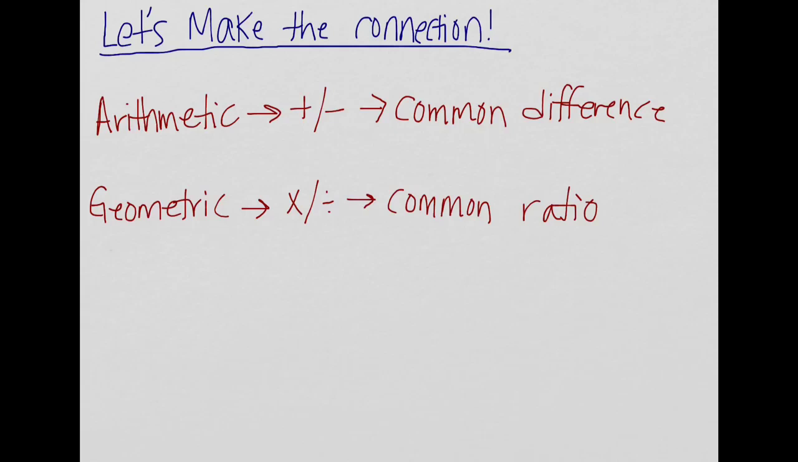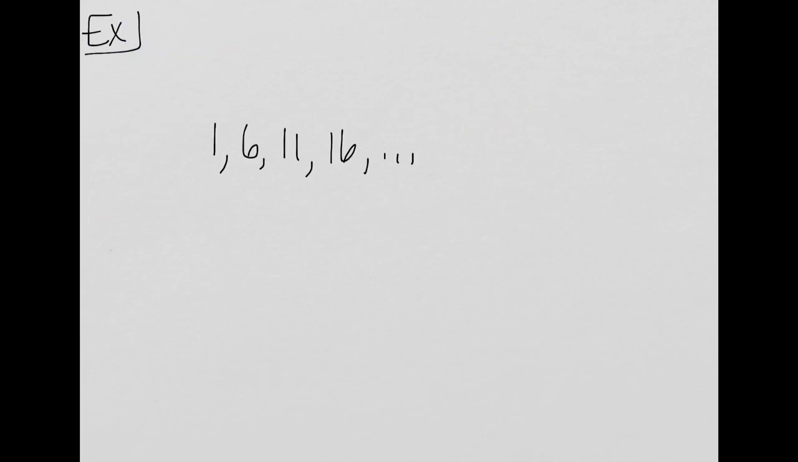Alright, so again, to make this connection, arithmetic sequences are when you're adding or subtracting the same number every time, and those go with common difference. So think difference, we're subtracting. That's one of your options, add, subtract. And then geometrics, when you multiply, divide, you have a common ratio. Think about what a ratio is. It can be written as a fraction, which is also how division is written. Alright, so make some connections here.